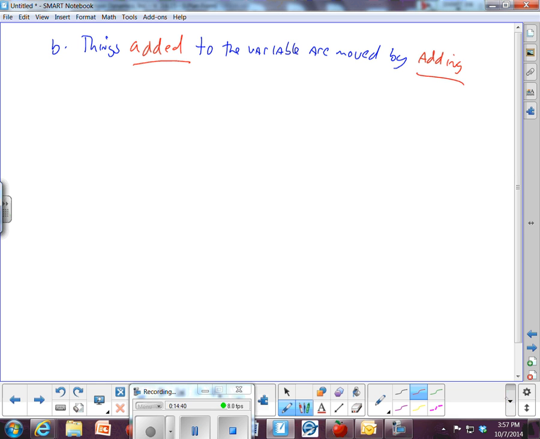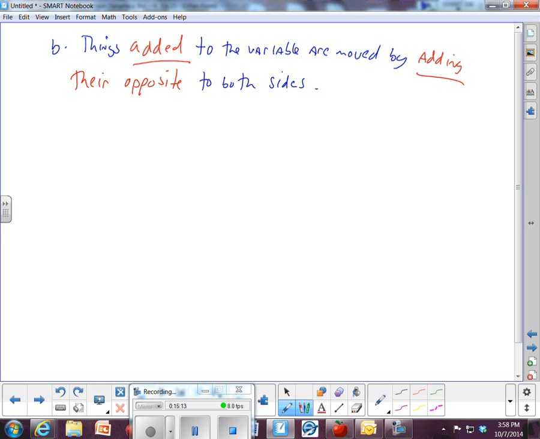And we need blue for one word here. Things added to the variable are moved by adding, and we'll keep going in red here, their opposite, and then we'll finish off in red to both sides. So things added to the variable are moved by adding their opposite to both sides.